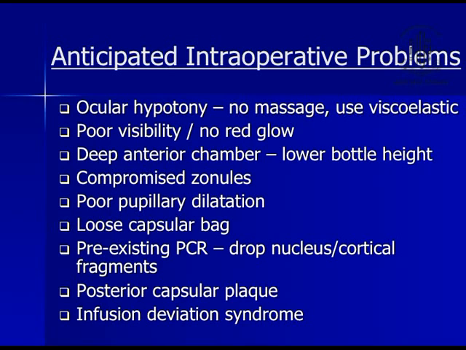The anterior chamber is unusually deep. You could therefore keep your bottle height a little low. Zonules are compromised, so there are chances of zonular dialysis. The pupil is often poorly dilated, and the capsular bag might be loose. There could be an occult PCR and therefore there could be a dropped nucleus or dropped cortical fragments. Posterior capsular plaque, especially in silicone oil filled eyes, and infusion deviation syndrome.